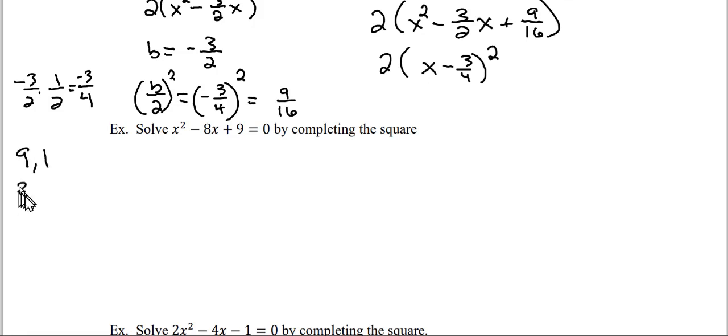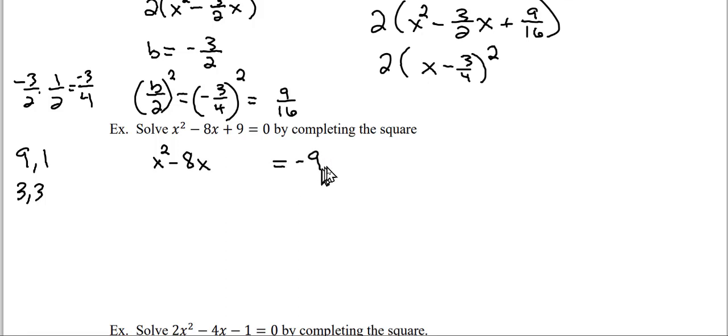9 and 1, 3 and 3, or the negatives of both of those would give you positive 9 as a product. Neither of those would add up to negative 8. So that means that we can't use factoring. We have to try something different. Square root property doesn't really work as it is right now because I've got that x term. Here's how we do it: completing the square.